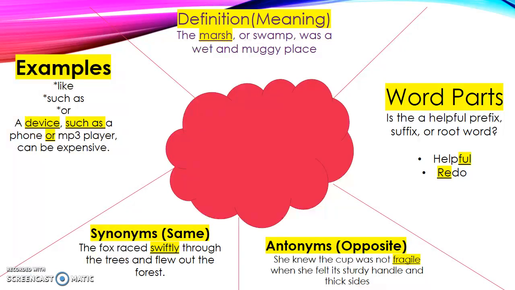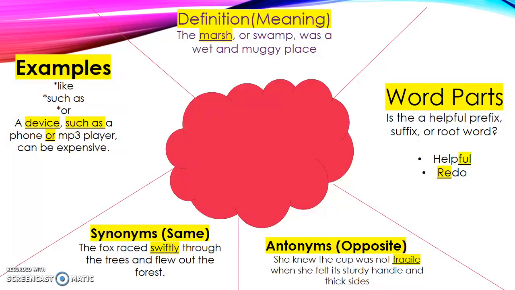The fox raced swiftly through the trees and flew out the forest. My underlined word is swiftly. Now I can go back in my text and it says, the fox raced swiftly through the trees and flew out the forest.